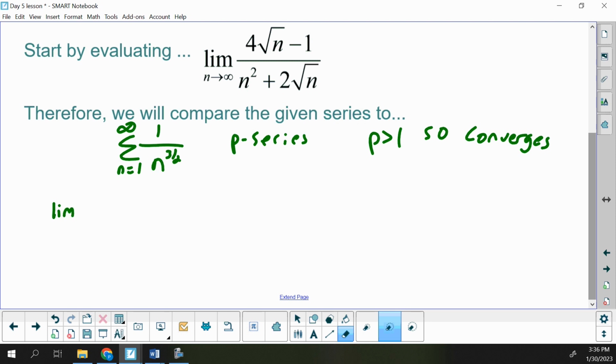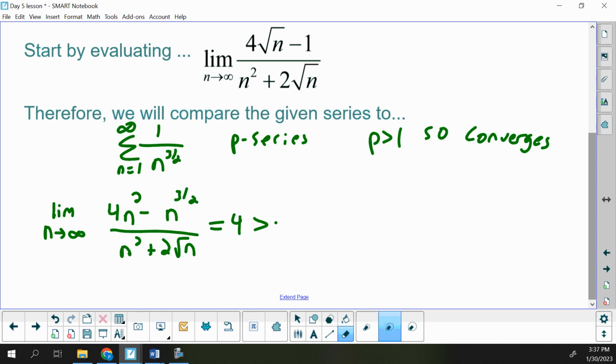Let's do our limit comparison test. Now when I divide by 1 over n to the 3 halves, I'm really going to multiply by n to the 3 halves. That n to the 3 halves will have to distribute to both terms in the numerator though, so we'll get 4n squared minus n to the 3 halves all over our original denominator. As n goes to infinity, we just care about those terms with the highest power, same degree, so ratio of the leading coefficients would give us 4, which is a positive finite constant, so we're in good shape.